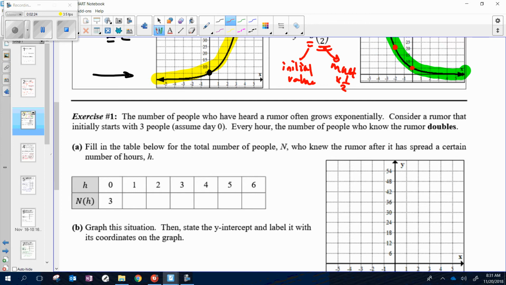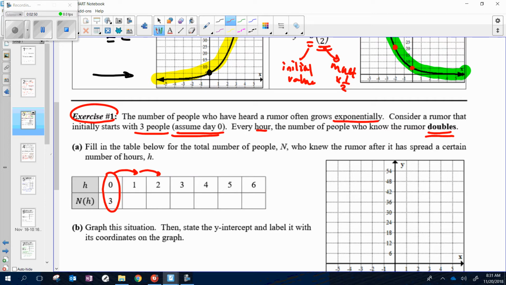Exercise 1 here: the number of people who have heard a rumor often grows exponentially. You know, because people start talking and everybody's getting into this rumor and it just keeps spreading. Consider a rumor that initially starts with 3 people, assuming day 0. So that's why if you look at the table, we have that information. And every hour, so every time this increases by 1, the people who hear the rumor doubles.